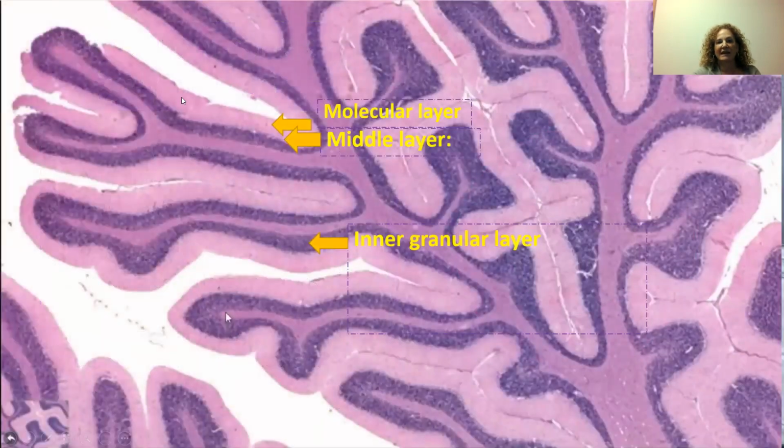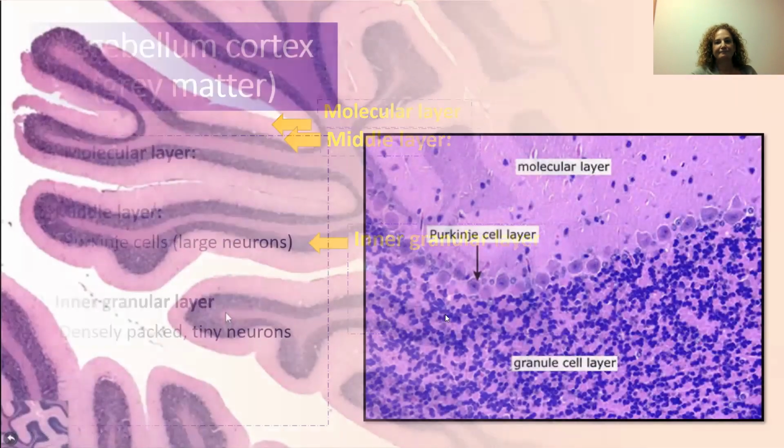Okay, so again, you'd have the molecular layer out here, the middle layer with Purkinje cells, which is difficult to differentiate, and the inner layer, which is composed of these very dark granular, it looks granular because of these packed in small neurons. Okay, so you'd have, again, the molecular layer. Up against the inner granular layer, you'll find the middle layer, or the Purkinje layer, and finally this granular, highly packed, dense neuronal layer, which is the inner granular layer.